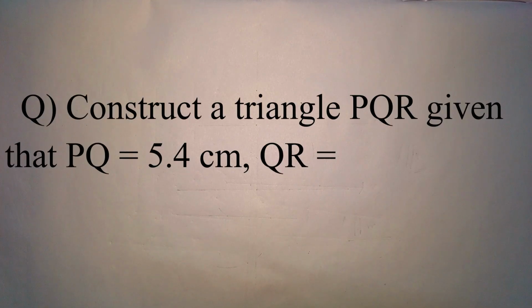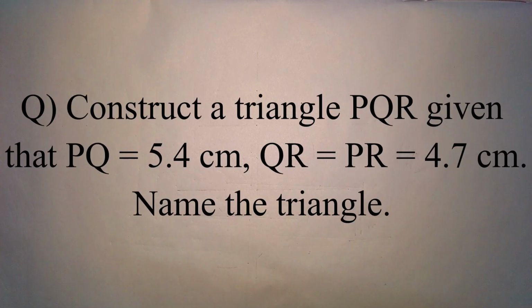Next question is, construct a triangle PQR given that PQ is equal to 5.4 centimeter, QR is equal to PR equal to 4.7 centimeter. Now you have to name the triangle. Since we can see in this question QR is equal to PR, that means two sides are equal, so we can say it is an isosceles triangle. So let us start drawing the triangle.